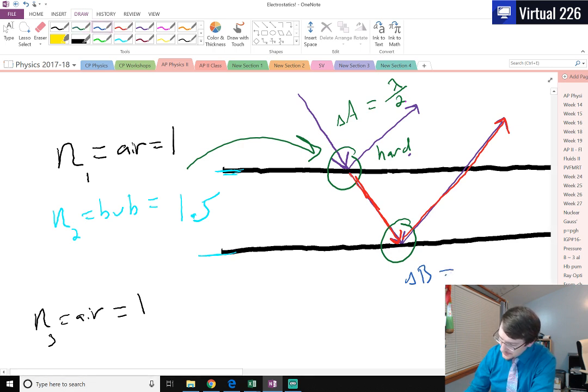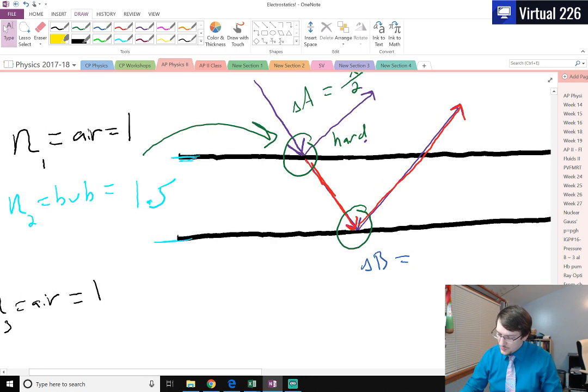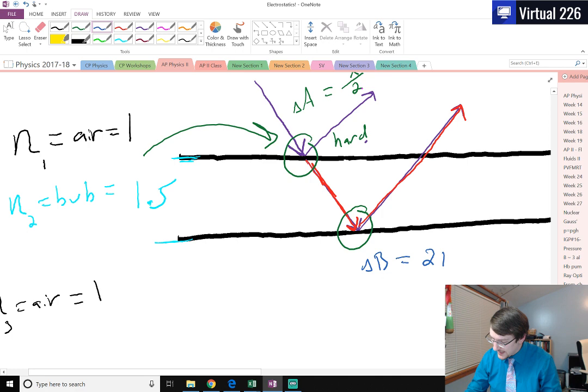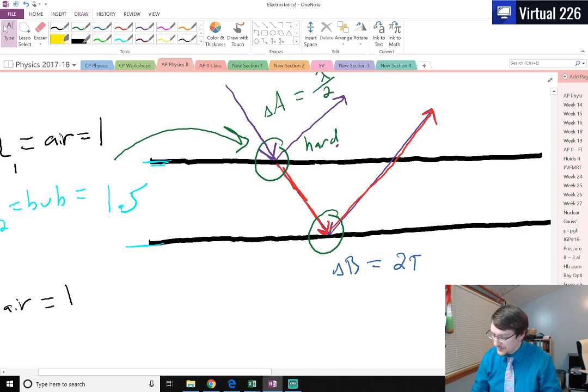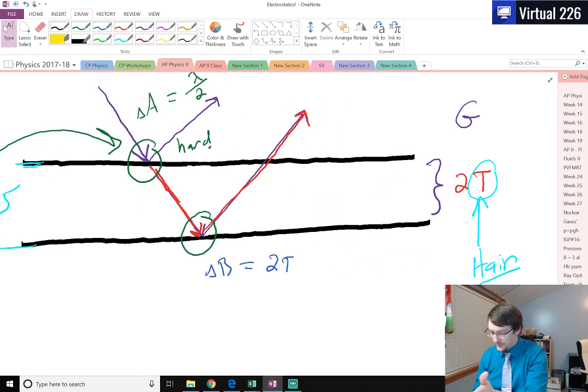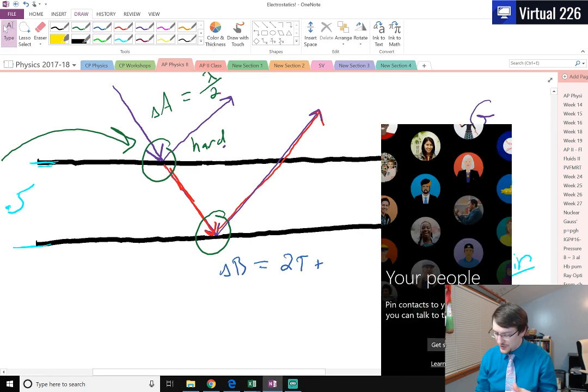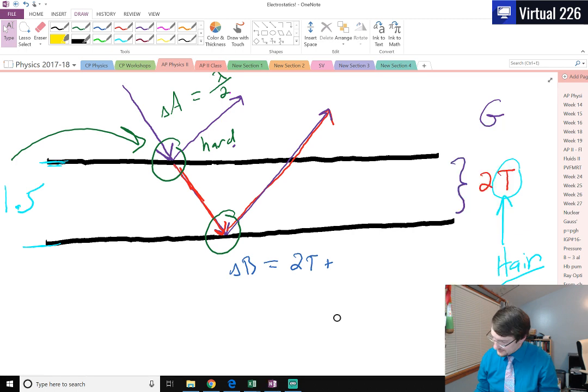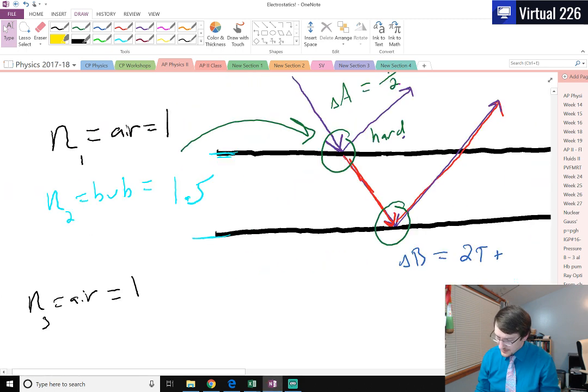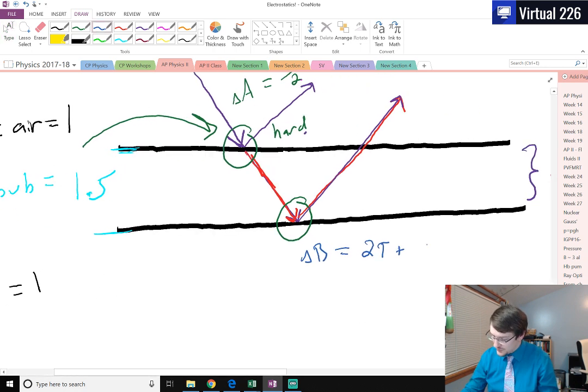For delta B, the change in path length for the bottom light, well, it already has 2 times the thickness to go through. I mean, it had to move down through the film and then out through the film. But it also may have a reflection. So if we look at this, well, we're going from a high index, 1.5, to a low index, 1. Well, that's a soft reflection there. We don't have any extra phase change. So this is just nothing.